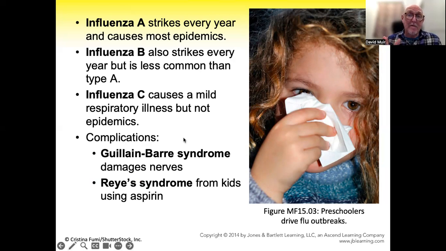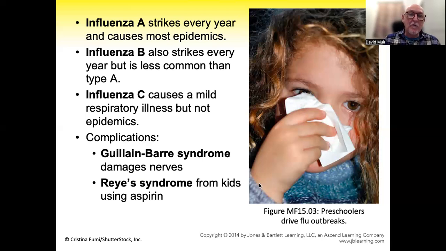Now, there are some other syndromes which are associated with influenza in addition to all the things I've told you about. The first is Guillain-Barré syndrome. And the Guillain-Barré syndrome affects the nerves and causes a paralytic illness, sometimes self-limiting, but sometimes a long duration. It's a rare complication of influenza.